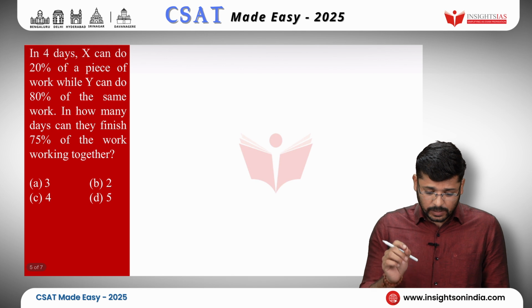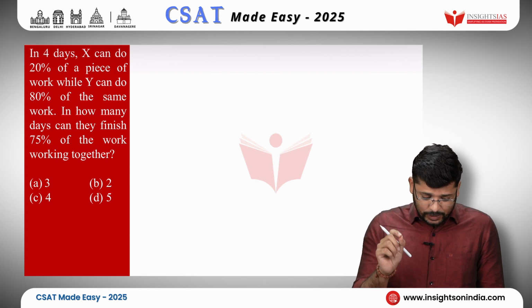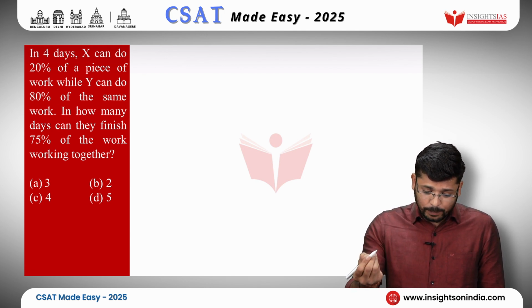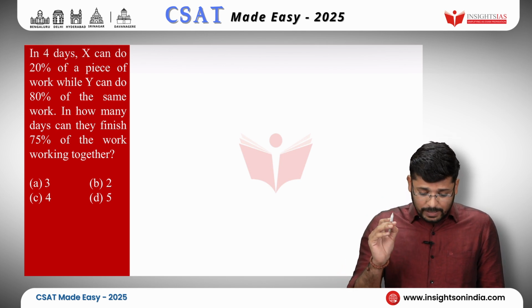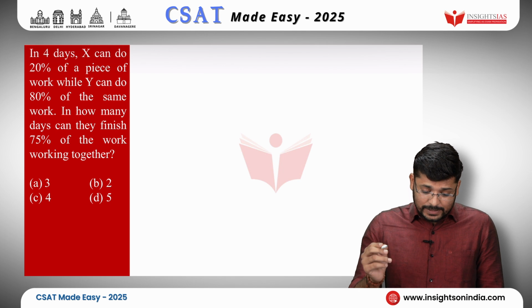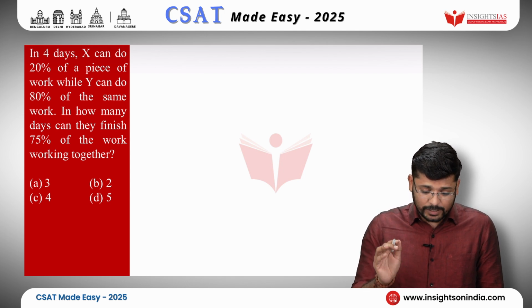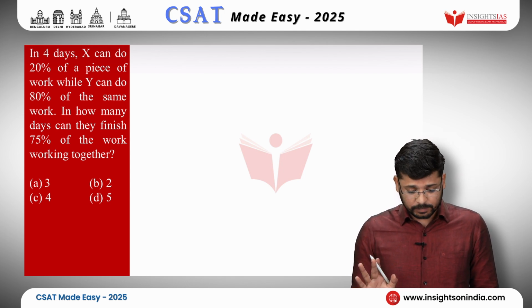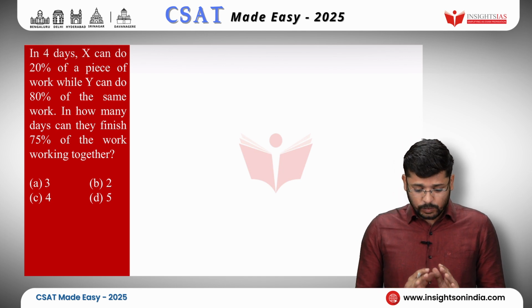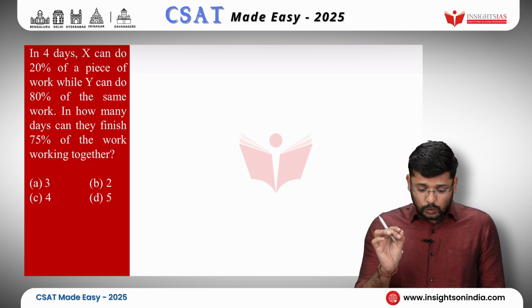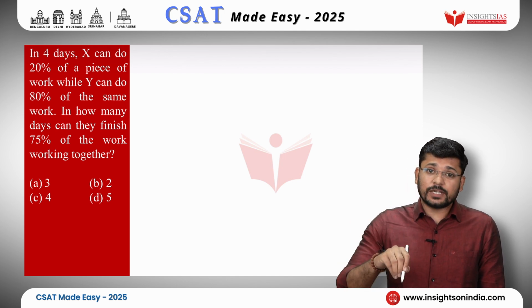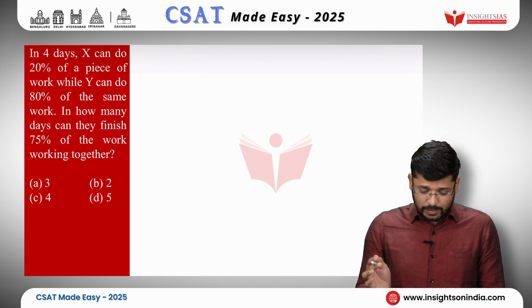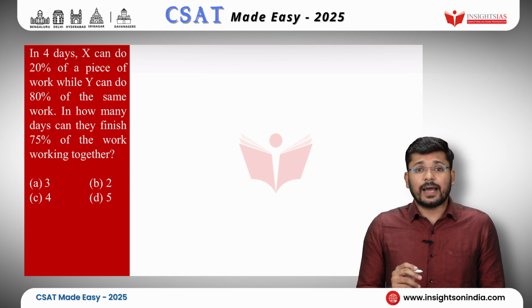In 4 days, X can do 20% of a piece of work while Y can do 80% of the same work. In how many days can they finish 75% of the work working together? How do we do this? Let's understand the question. X can do 20% of the work in 4 days. And Y can do 80% of the work in 4 days. Now they are working together, and how many days will they take to finish 75% of the work?